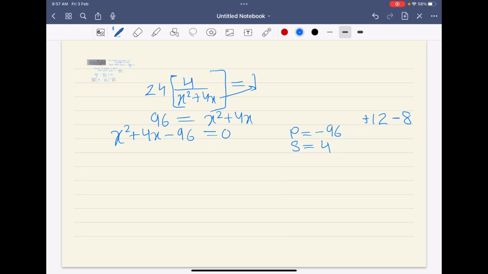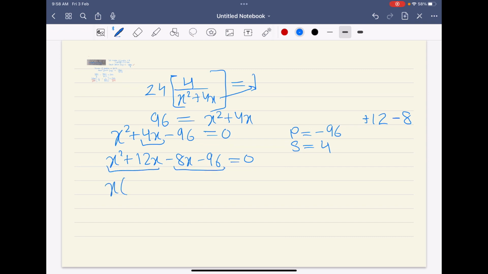So what are we doing? We are splitting the middle term 4 as 12 minus 8. So now let us rewrite. So x square plus 12x minus 8x minus 96, which is equal to 0. Now we are going to do the grouping and take common.